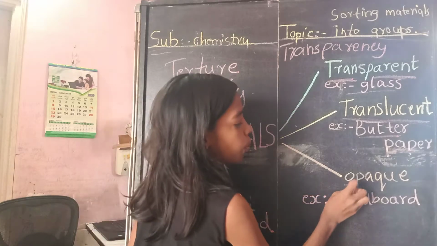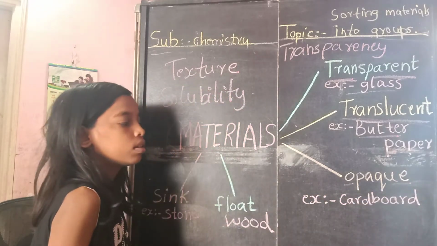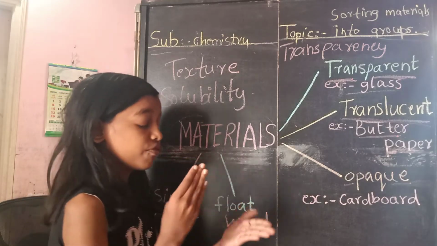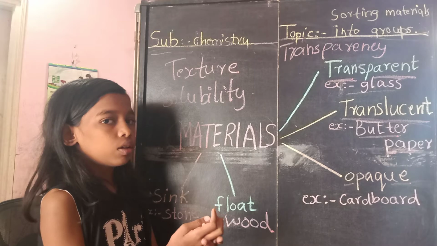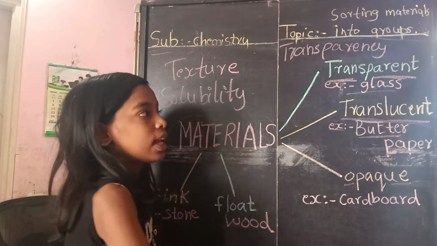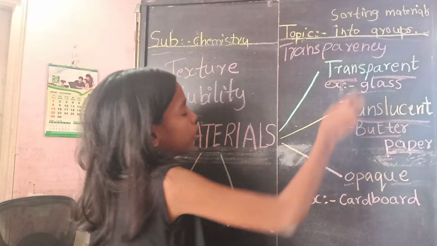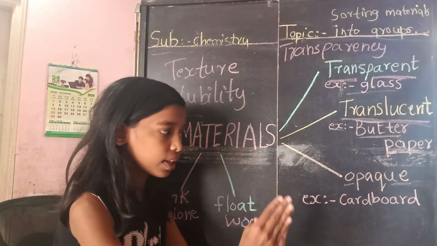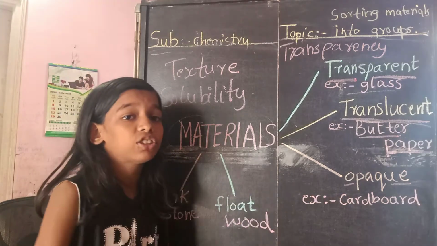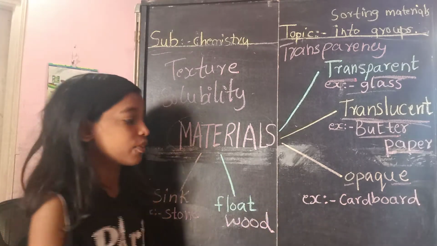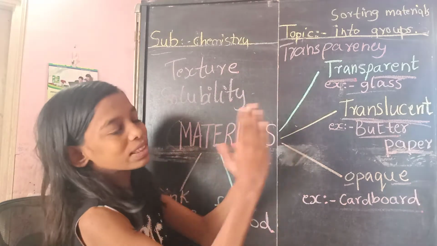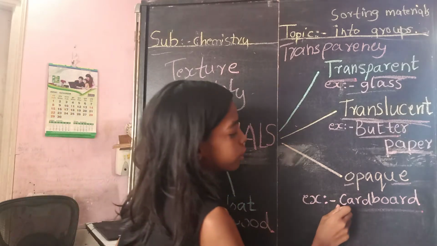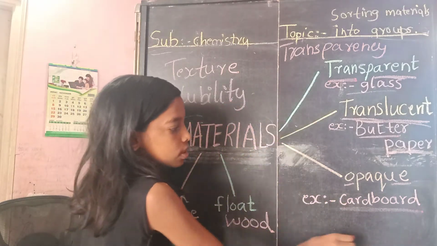The third type is opaque. Opaque are the objects which we cannot see through at all. Like for transparent, we can see through it because all the light passes. For translucent, only partial light can pass. For opaque, no light can pass at all. So we cannot see through it. Like, for example, a cardboard piece. If you keep a cardboard piece like this, you cannot see through it. So the example is cardboard.